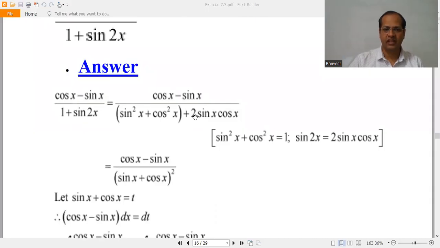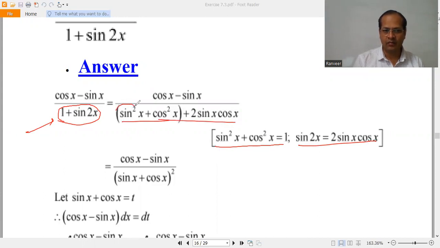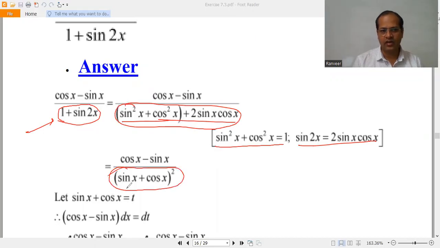Next, (cos x − sin x)/(1 + sin 2x). Again, we have to change it into a particular format. Cos x minus sin x is the numerator. Now, this is the denominator part, which is very, very important. 1 we can write as cos square x plus sin square x, and sin 2x we can write as 2 sin x cos x. Once we write that, what is the main important thing in this case? This is nothing but (sin x plus cos x) whole square.